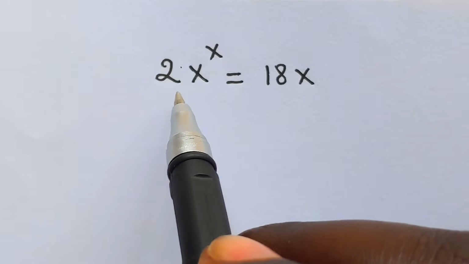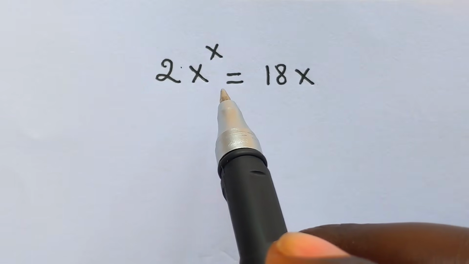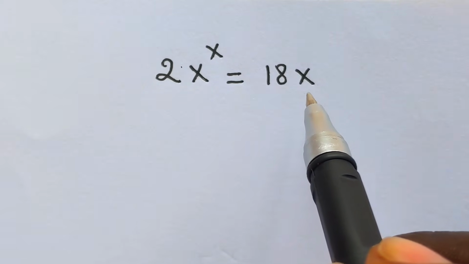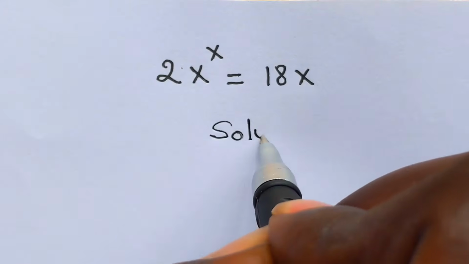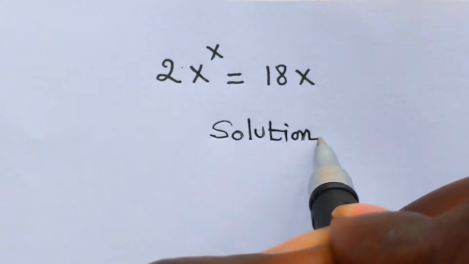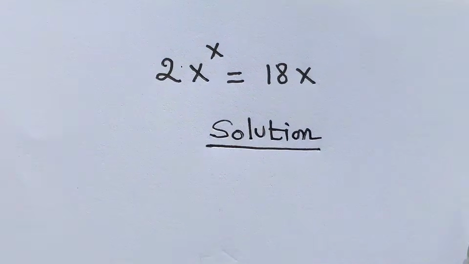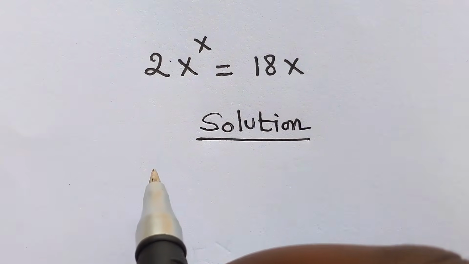We have 2x^x = 18x. Let's provide a solution very quickly to this question right here. So first thing here, we have to copy.